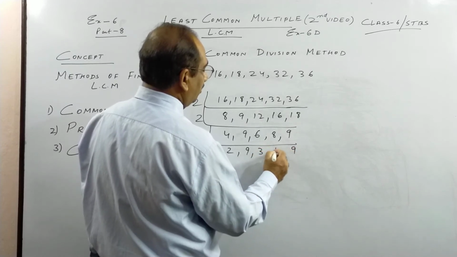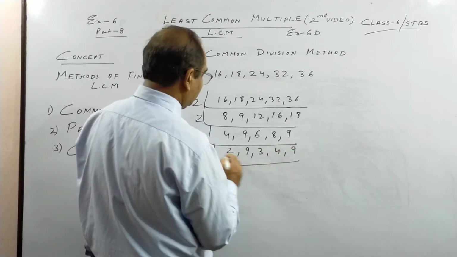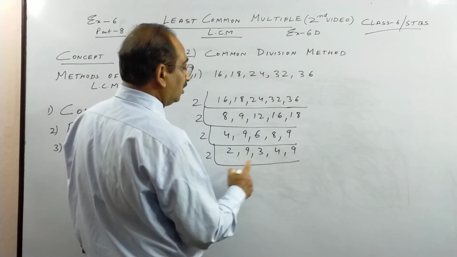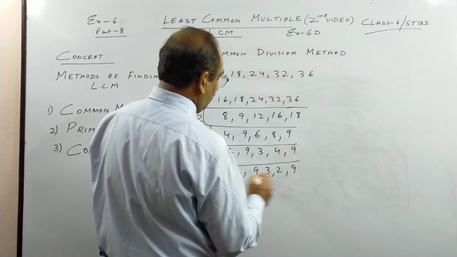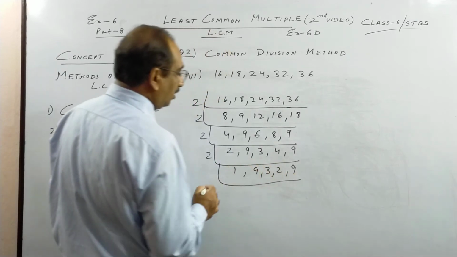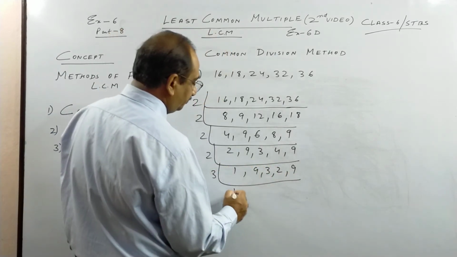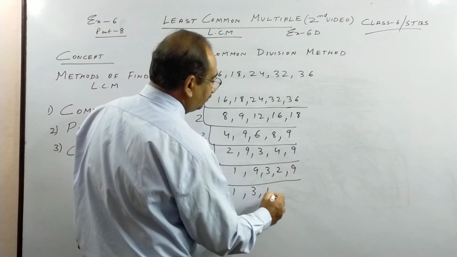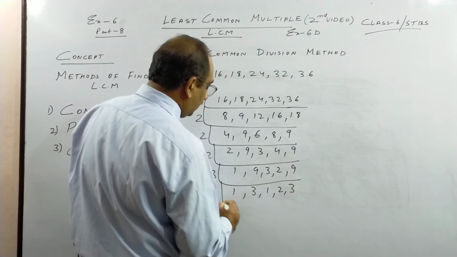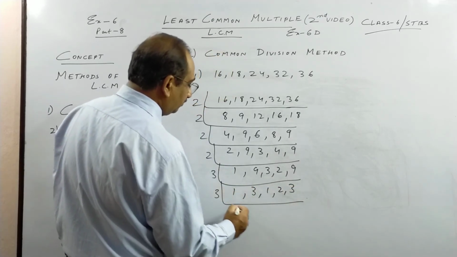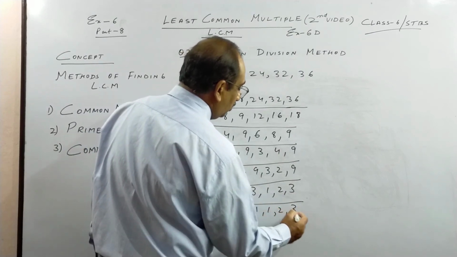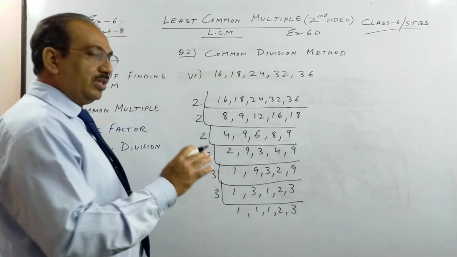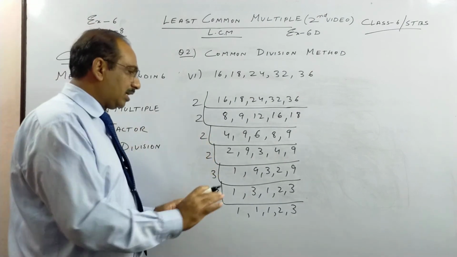Two numbers will go. Now you see 2, only one number will go. Then I take 3. Again I see 2 numbers go by 3. So I'm doing a little faster, children. You please go slowly, pause the video, take a screenshot and see what is happening.